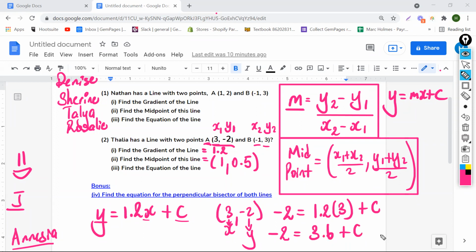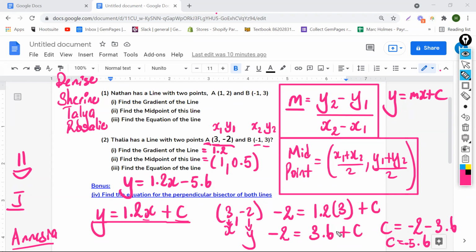And then I'm going to put the 3.6 over to the left side. So I'm going to get c is equal to -2 minus 3.6. So my c here should actually be -5.6, because -2 minus 3.6 is -5.6. So the last thing for the equation would be y is equal to 1.2x minus 5.6. Cool. So that's the equation of the line, guys. I put the point inside this and then I get the value.